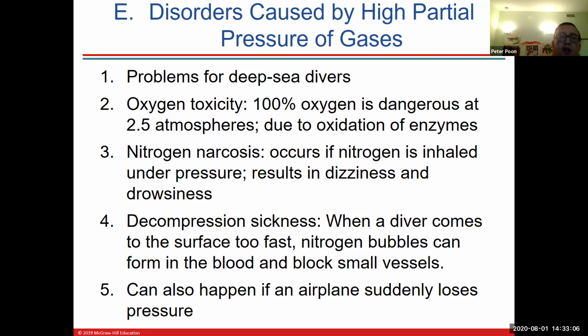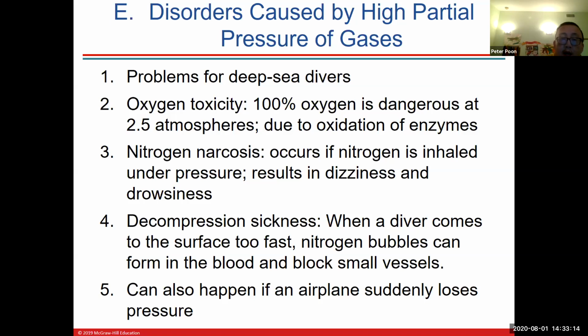Disorders caused by high partial pressure of gases. Let me make sure we're on the right page. Too much oxygen is actually bad for you.